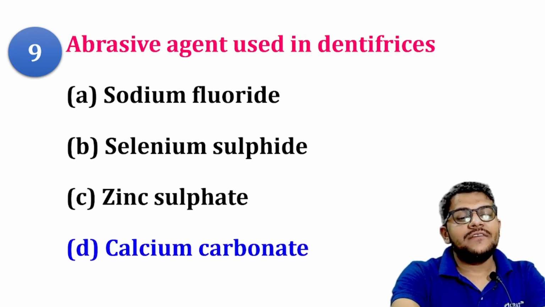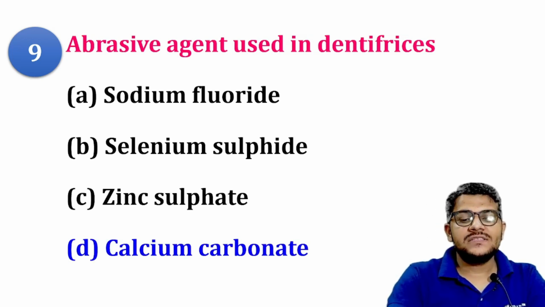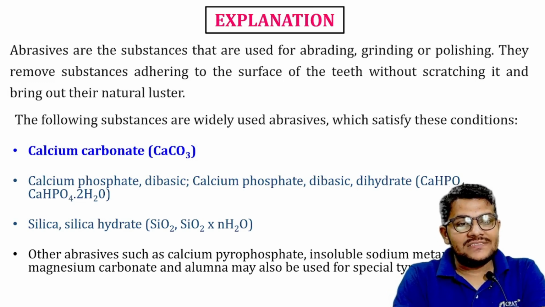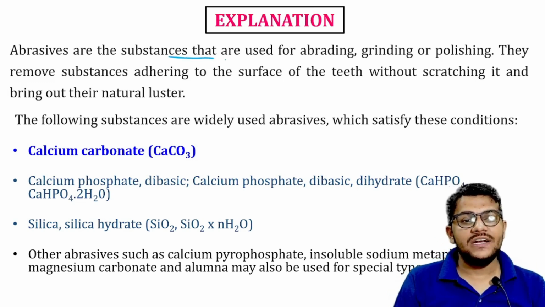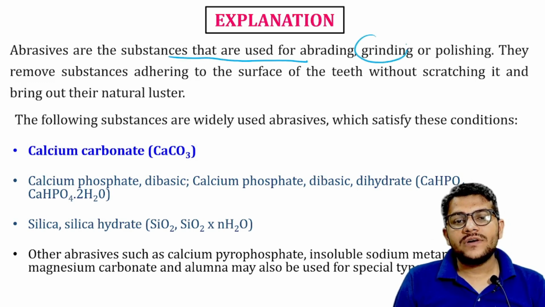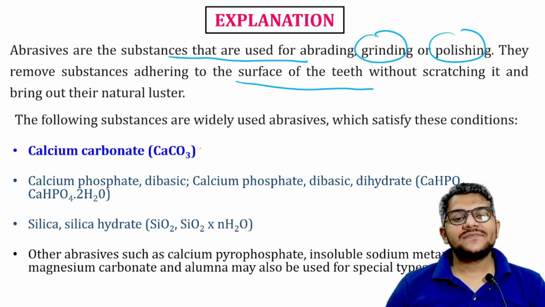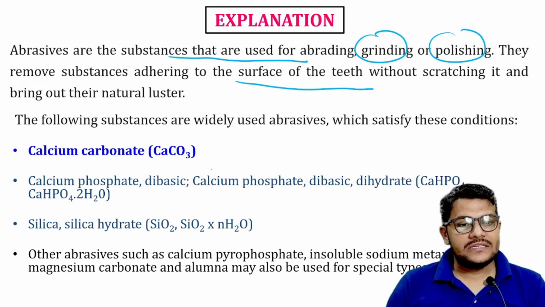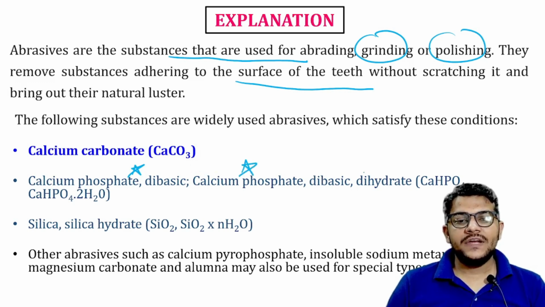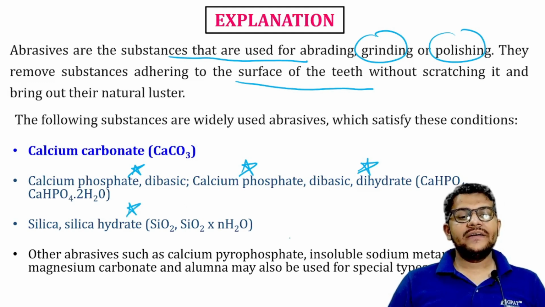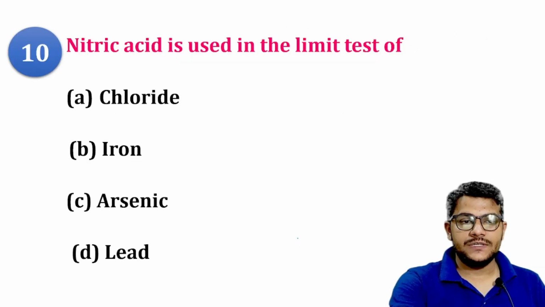So as abrasive agent we have calcium fluoride, which acts as an abrasive agent. These are agents or substances used for grinding and polishing the tooth, to remove the adherent material on the surface of the tooth, as well as other abrasive agents like calcium phosphate, dibasic calcium phosphate, dibasic calcium hydrate, and silica. These are the abrasive agents that we are basically using.